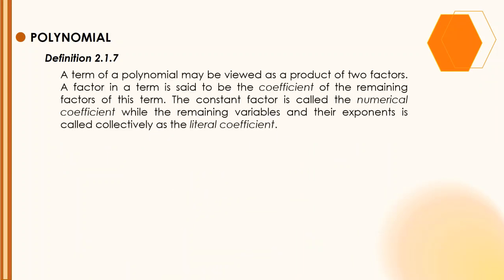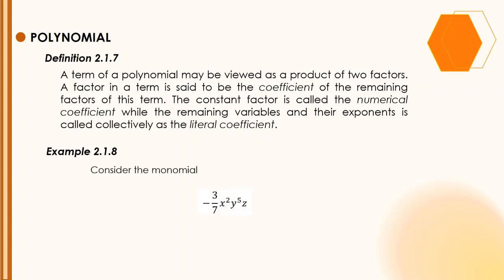A term of a polynomial may be viewed as a product of two factors. A factor in a term is said to be the coefficient of the remaining factors of this term. The constant factor is called the numerical coefficient, while the remaining variables and their exponents are called collectively the literal coefficient.